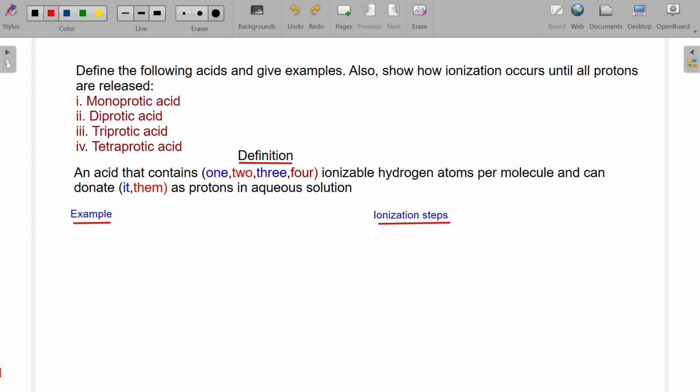Hello viewers. So we have a question under acids and bases. It's saying define the following acids and give examples. Also show how ionization occurs until all protons are released.